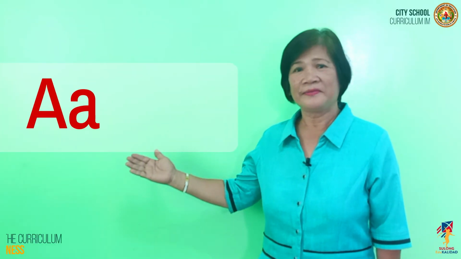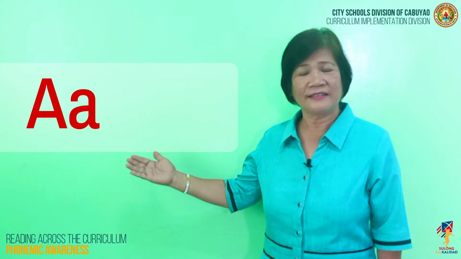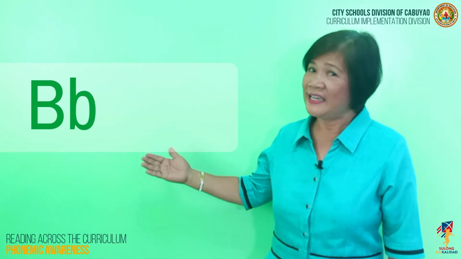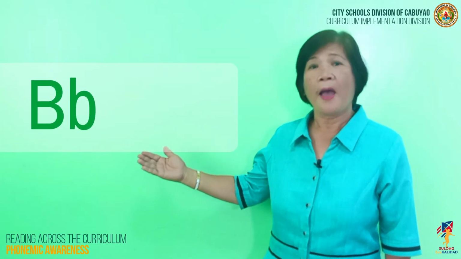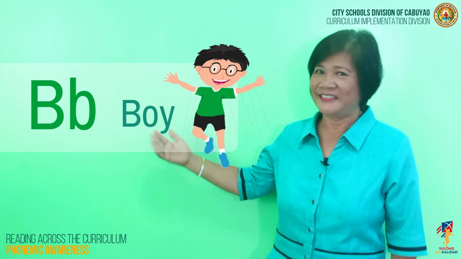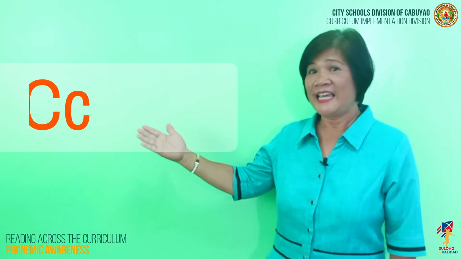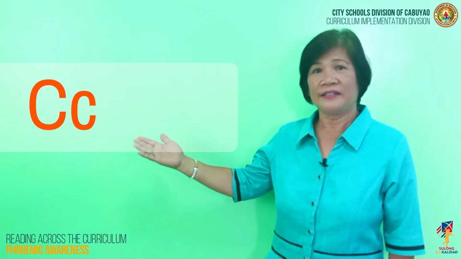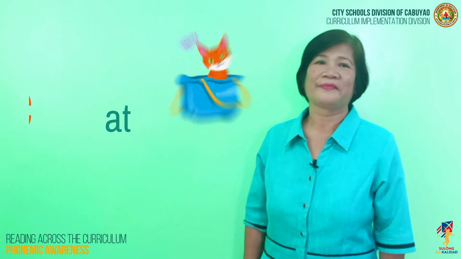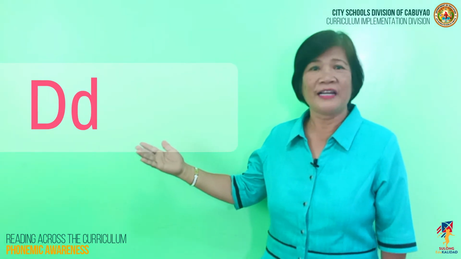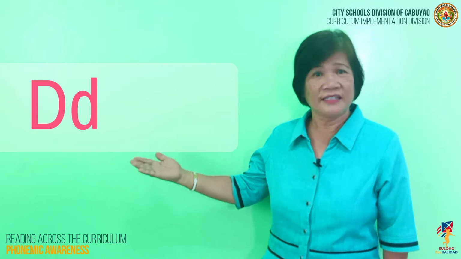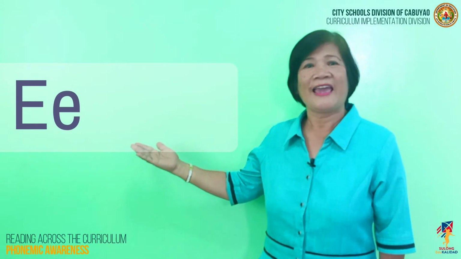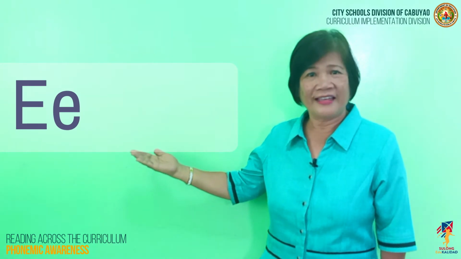A is for apple. B is for boy. C is for cat. D is for doll. E is for elephant.